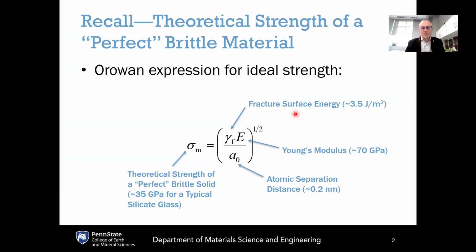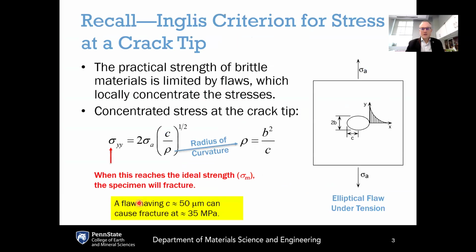Remember last time we introduced the Orowan expression for the ideal strength of a brittle material. And what we saw from this expression is that in the absence of flaws, the theoretical strength of a silicate glass should be on the order of 35 gigapascals. However, this is much larger than the observed practical strength for any real glass product, and the reason for that is the presence of flaws either in or on the glass product.